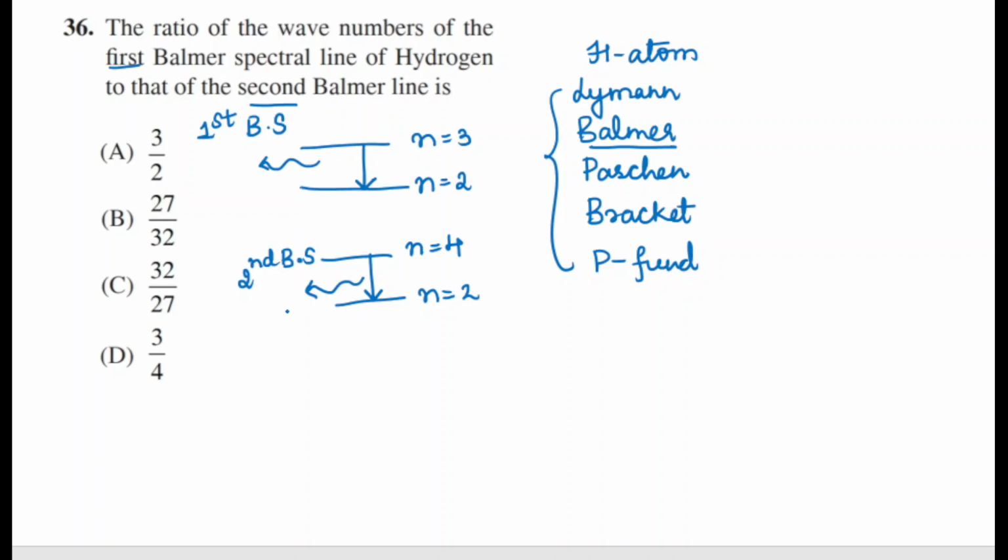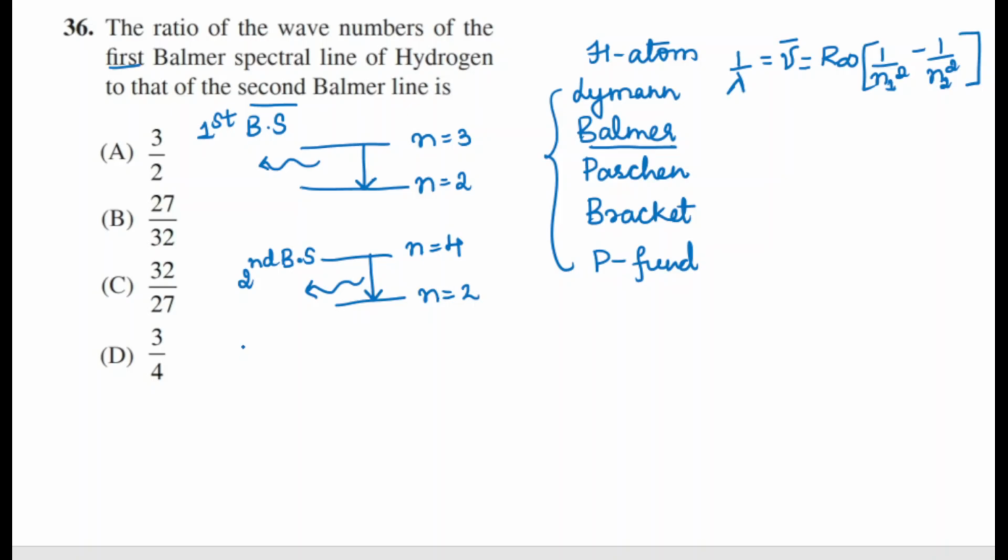Now, what is the question asking? The ratio of the wave numbers. The formula for the wave number, 1 divided by lambda, that is the inverse of wavelength, is nothing but the wave number. Wave number is represented by nu bar. Nu bar is equal to R infinity times 1 divided by n1 square minus 1 divided by n2 square. This is the general formula. So applying the general formula once for the first Balmer series and one more time for the second Balmer series, you will get the final answer. Now shall we apply?